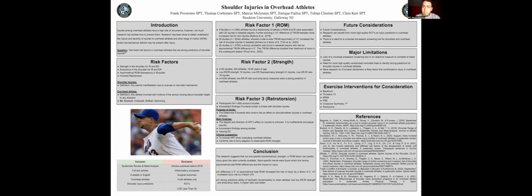Some major limitations: there is a lack of universal preseason screening tools and an objective measure to correlate to these injuries. There was also a need for more high-quality randomized controlled trials to identify strong predictors for shoulder injuries in overhead athletes, and more research on whether humeral retrotorsion is a likely factor that contributed to injuries in overhead athletes.